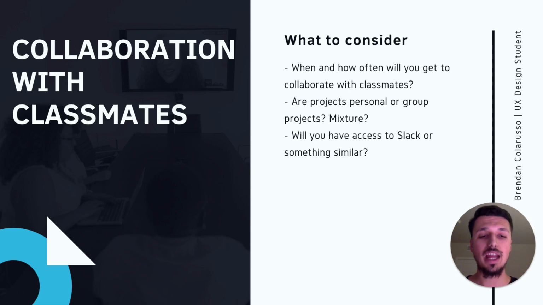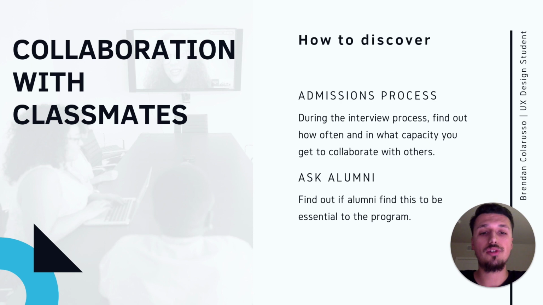So we have it at Flatiron. It's super helpful for us. I can actually do a video call straight from within Slack. That's super helpful. And as far as how to discover it, admissions process, make sure you ask these things and then ask alumni to see if this is essential for the program. Some programs I know for a fact, they just don't seem to put this as a priority. This may not be important to you, but like I said, in the real world, as you can see in this background image, you're going to be working with others.